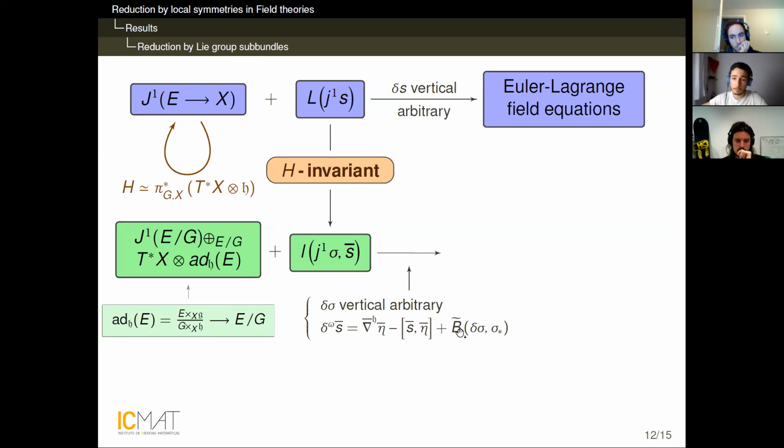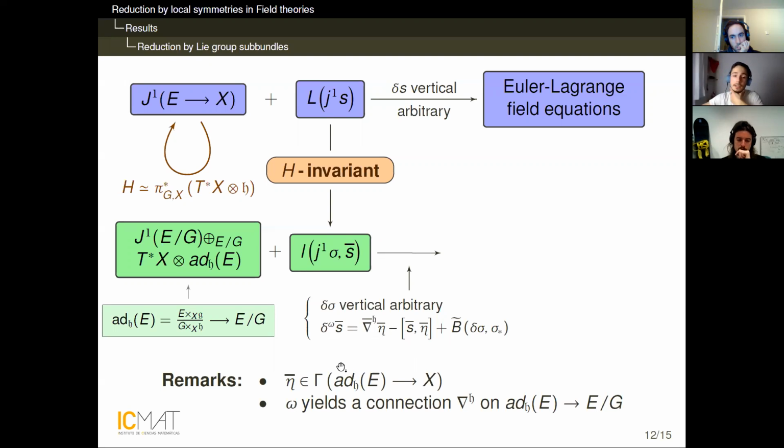In this expression, B is the curvature associated to this omega, and overlined eta is a section on the generalized adjoint bundle, seen over X, no, over E. And this nabla H is a linear connection on the generalized adjoint bundle, which can be straightforwardly induced from the principal connection. So we don't need to pick an additional linear connection, but we just induce it from the generalized principal connection here.